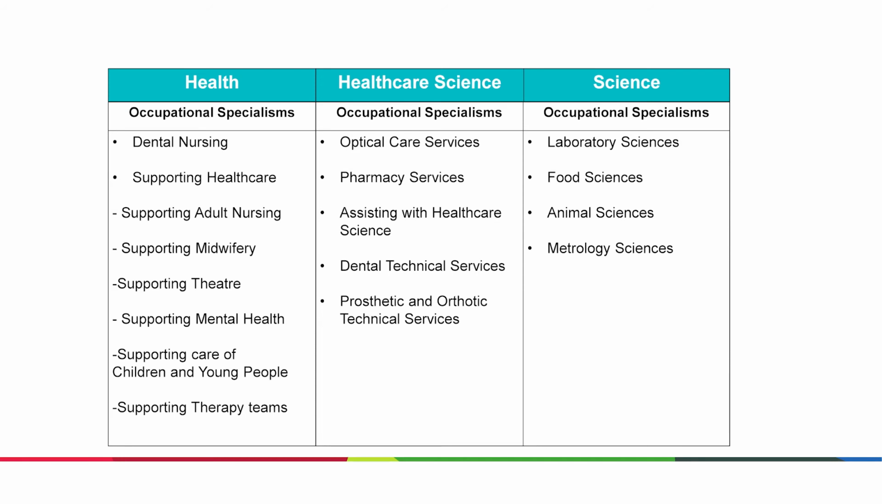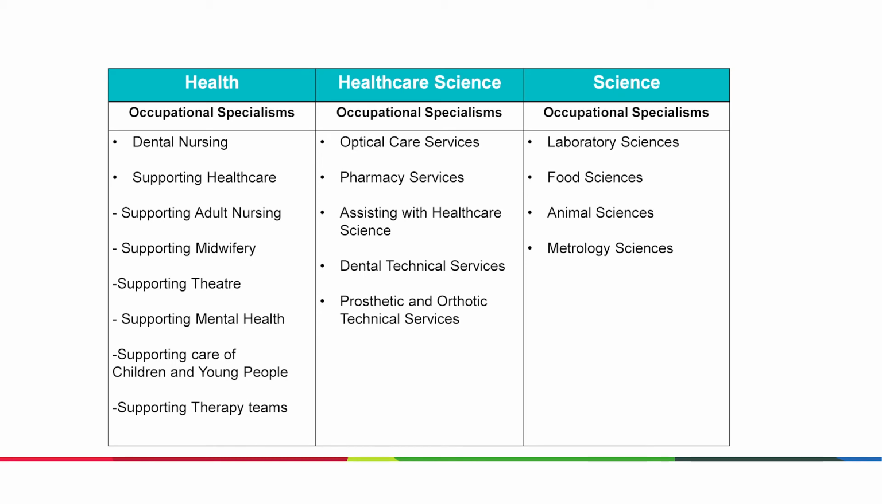So what you'll see here are the three pathways that make up the core element of health and science. So that first element of what students will learn is underpinned by health and science, but then they will focus on one of the three pathways, which is either health, healthcare science or science. And then as the student progresses into the second year, this is when they focus on one of the occupational specialisms that sits within that pathway.